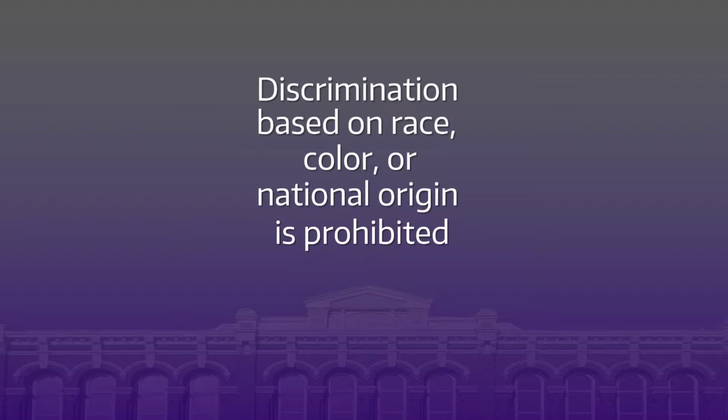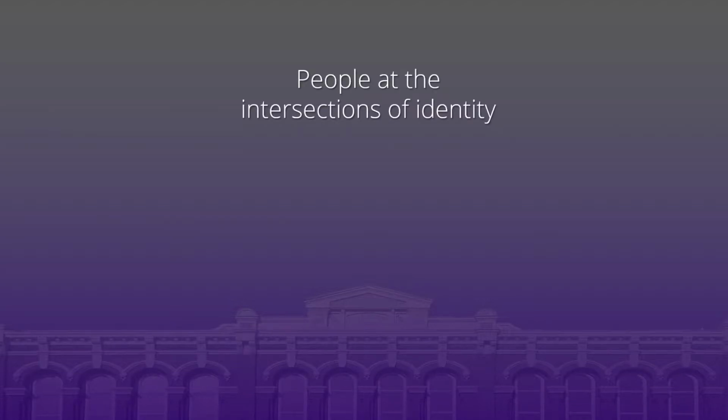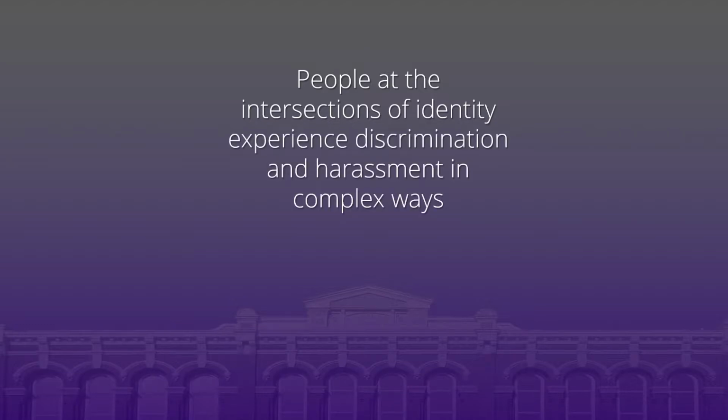Discrimination can occur between two or more people with the same or different characteristics. It's important to note that people at the intersections of identity, for example, a woman of color who does not speak English, can and do experience discrimination and harassment in interwoven, complex, and unique ways.